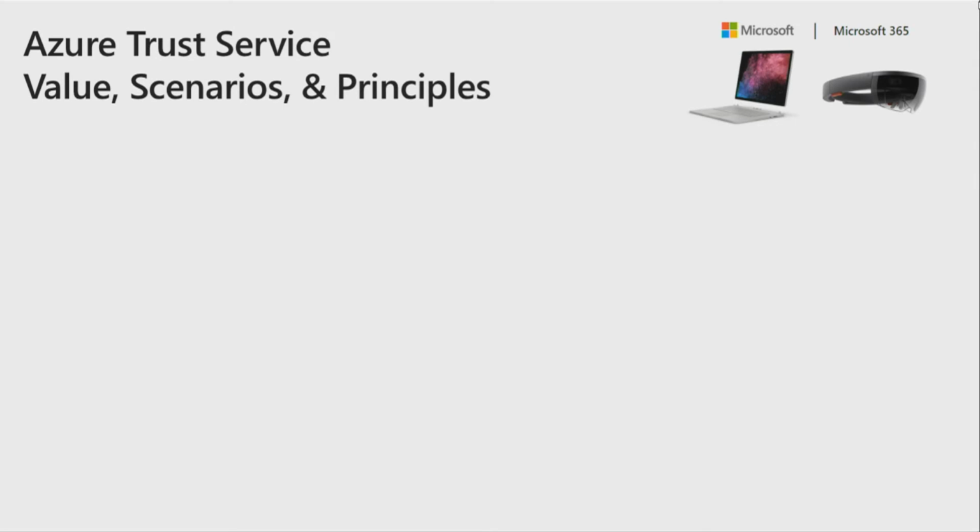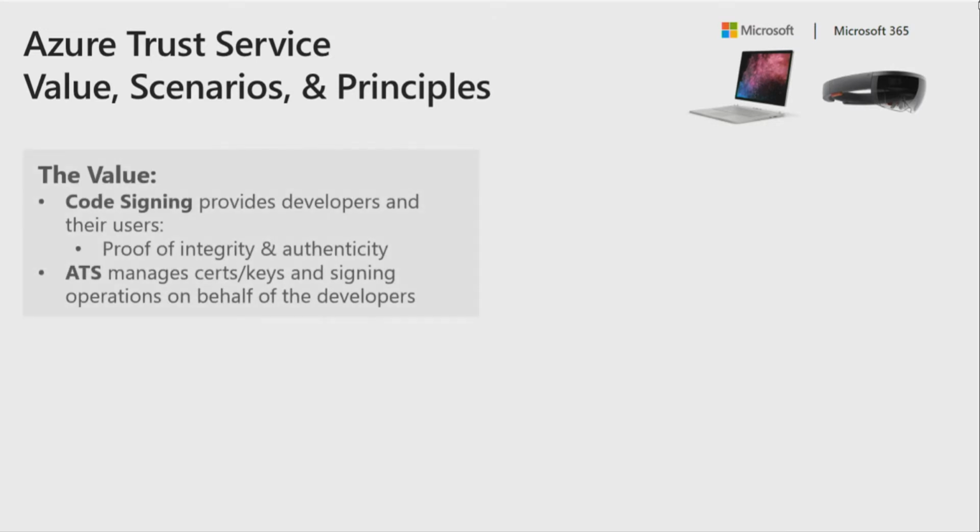So that's really where the Azure Trust Service is going to come and help us. The Azure Trust Service is a code signing service that Microsoft is going to be offering, and it's going to provide proof of integrity and authenticity for you as developers signing applications. The best part about the Azure Trust Service is we will be managing the keys within our infrastructure.